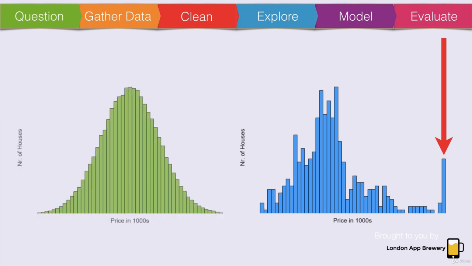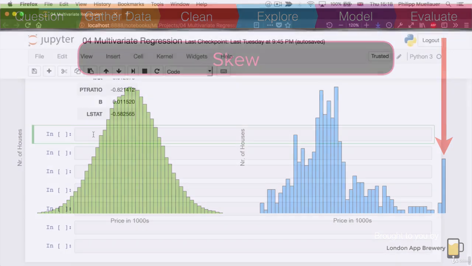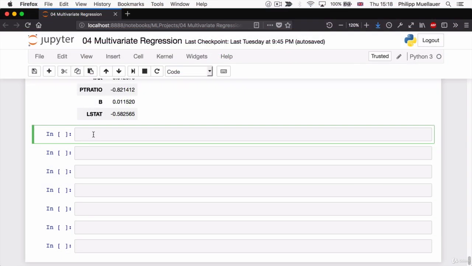And here's what a normal distribution looks like in comparison. The normal distribution has very, very few occurrences in the tails. And here's the thing, having more data points in one of the tails is called a skew. Our distribution of house prices is skewed to the right. Now, we can actually put a number to the skew. We can measure the skew of our target values.